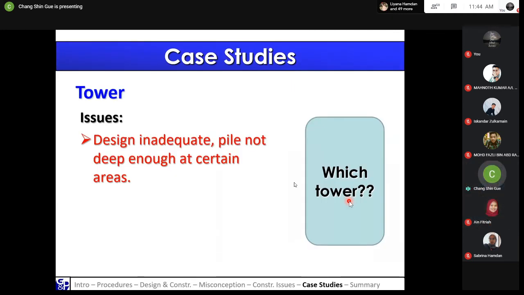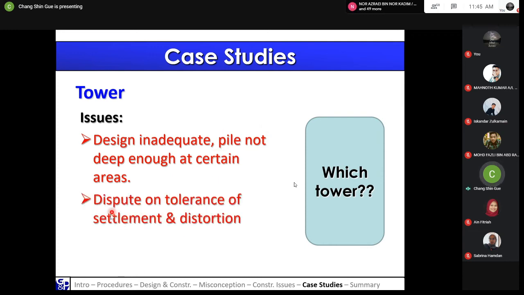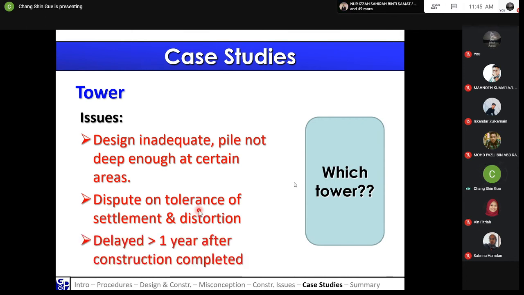Now, this is another interesting case that I'd like to share with you. This tower is actually in Penang, so due to the sensitivity of the case, I would not want to name the tower. But the issue is that initially they found out that the design was inadequate, where the pile is not deep enough in certain areas, so the building settles. But more interesting is that there is actually a dispute on the tolerance of settlement and distortion. And due to this issue itself, the project has been delayed for more than 1 year after the construction has been completed. So you can imagine there's a lot of money involved because of this delay. They finished the building, but they cannot sell the properties.